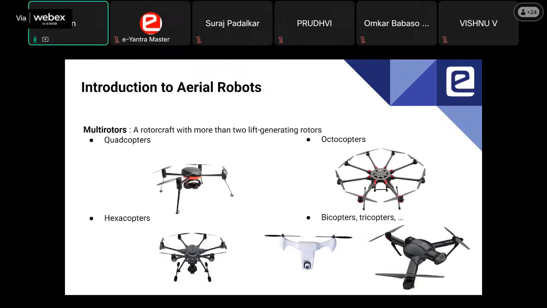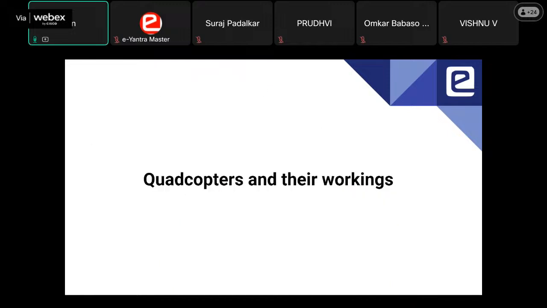Okay, let's move to the next slide. So we have finished our introduction to aerial robots. I hope everyone was clear about what multi-rotor, wing, and hybrid were, and what different kinds of aerial robots come under multi-rotor. So now we are going to focus on only one of the multi-rotors, which is the quadcopter, throughout this session.